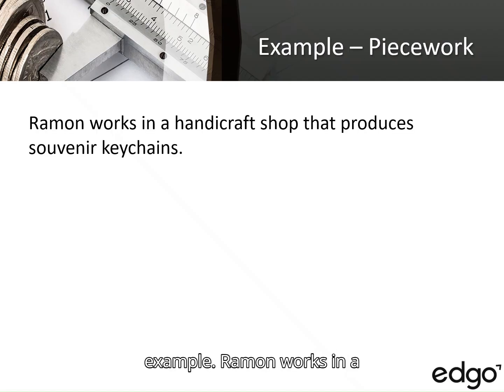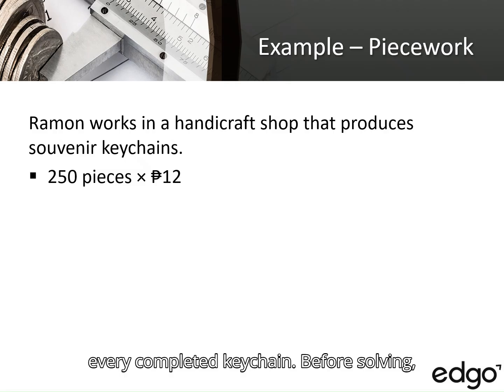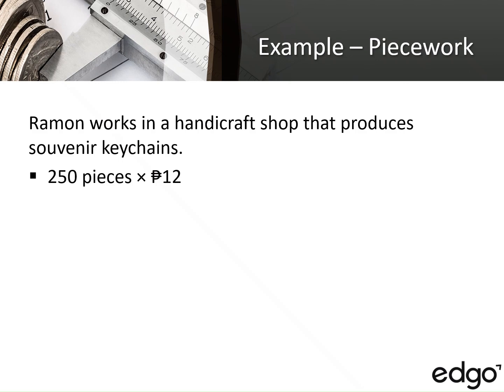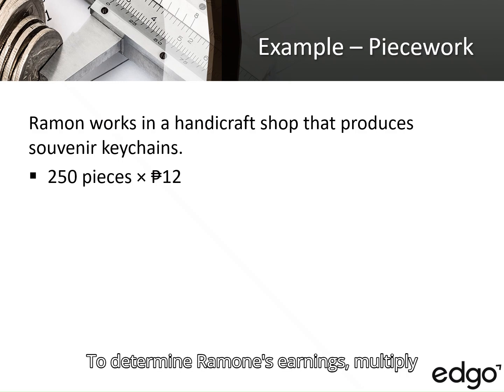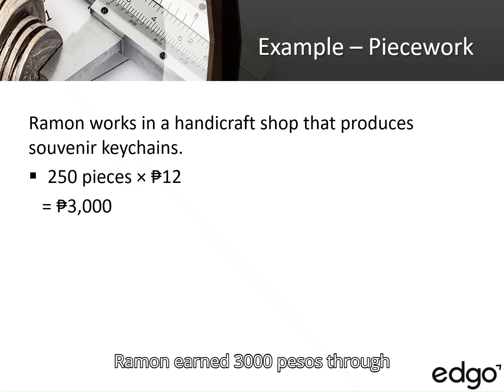Ramon works in a handicraft shop that produces souvenir keychains. He completed 250 keychains during the week. The shop pays 12 pesos for every completed keychain. Before solving, let us identify the given information. Pieces completed equals 250. Rate per piece equals 12 pesos. To determine Ramon's earnings, multiply 250 by 12. The result is 3,000 pesos. Therefore, Ramon earned 3,000 pesos through piecework.